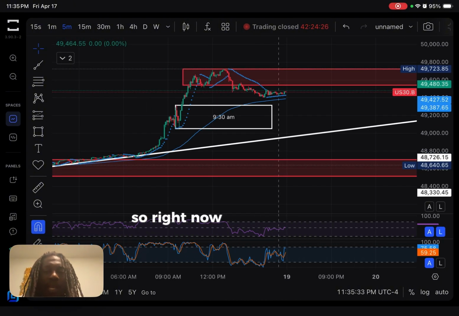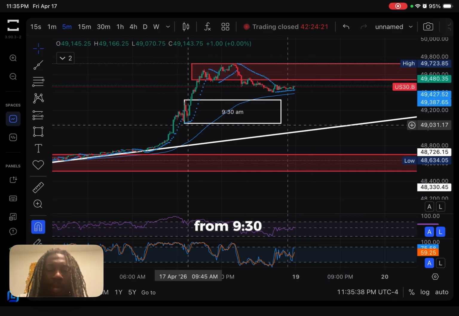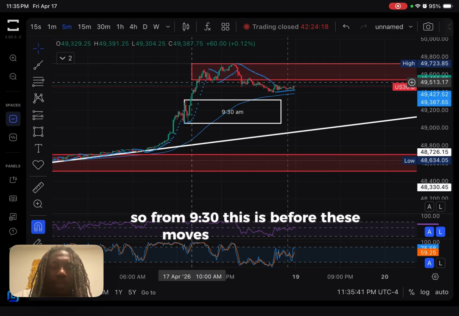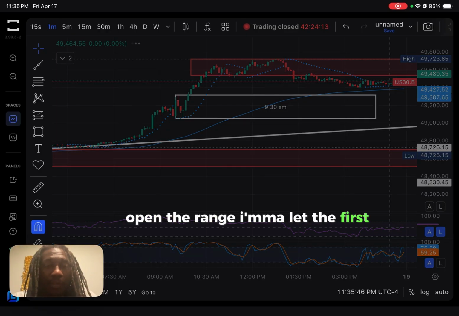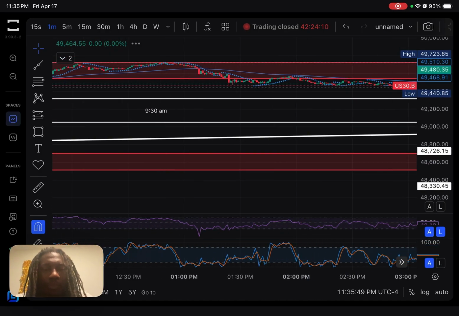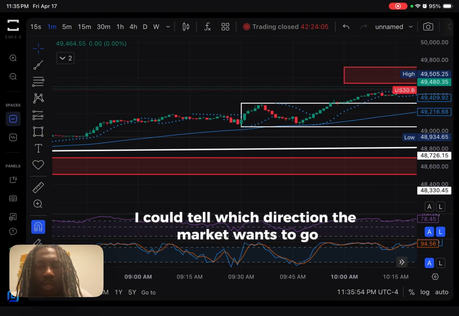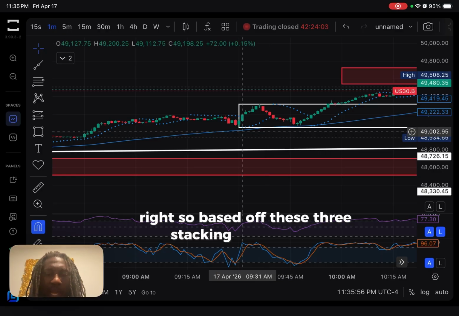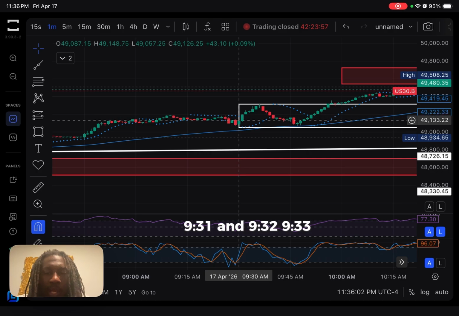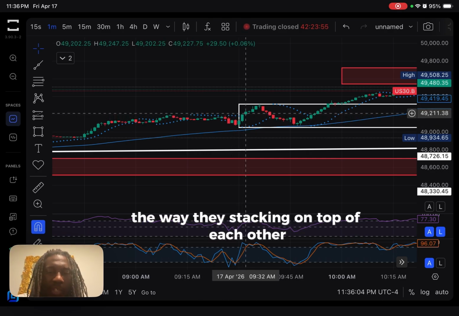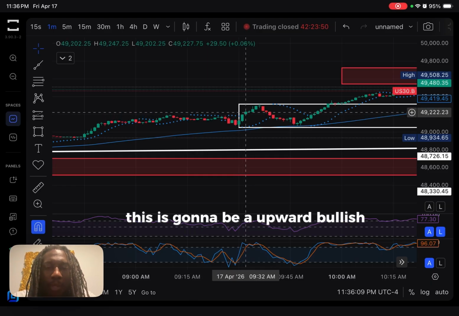Look at everything. So right now this is a move that passed. We're gonna just look from here to here, from 9:30, before these moves were made. First thing I'm looking for at the 9:30 opening range, I'm gonna let the first 5 minutes go. Off the first 3 minutes, I could tell which direction the market wants to go, right? So based off these stacking candles, 9:30, 9:31, 9:32, 9:33, the way they're stacking on top of each other, and none of them are closing below each other, it already tells me this is gonna be an upward bullish market.